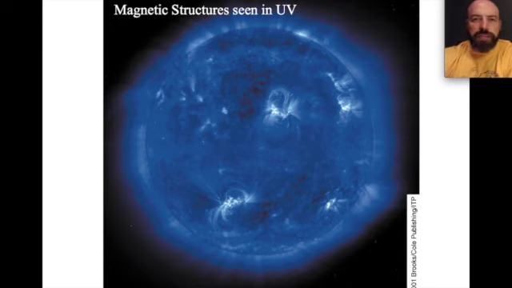We talked about these magnetic structures, but it's pretty hard to see. Now this is a picture taken by satellite in ultraviolet, and so you can see, we've talked about these. Here's these loops that are coming off, which is pretty cool.